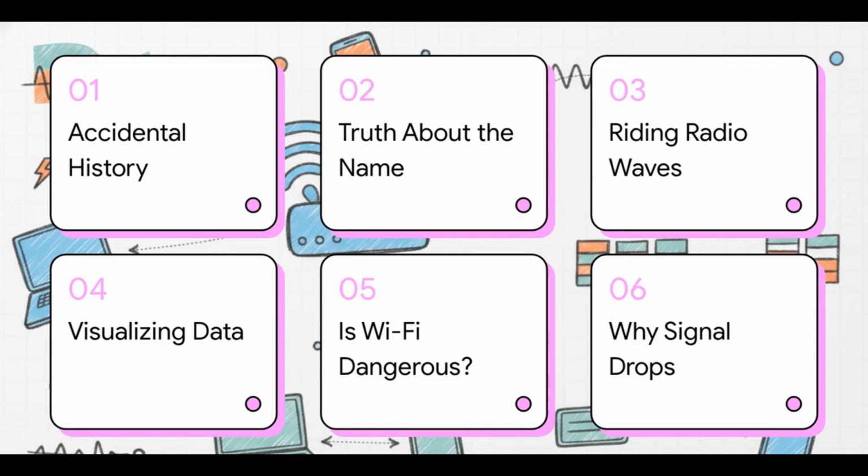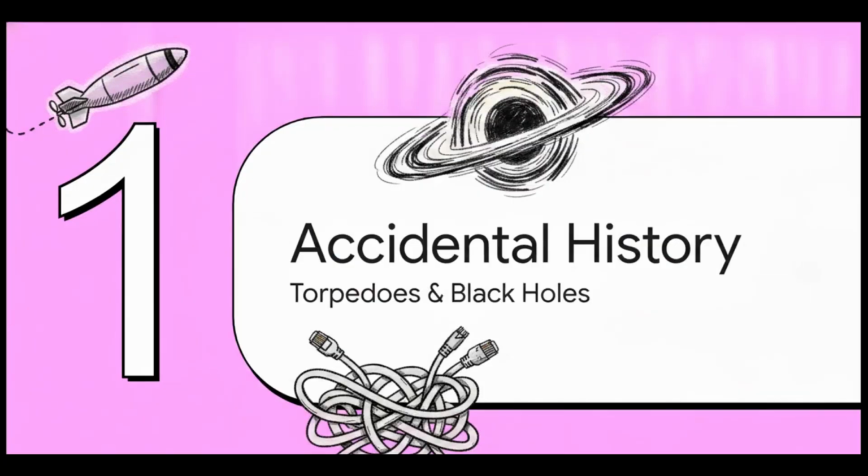In this explainer, we're going to demystify Wi-Fi. We'll briefly look at its accidental history, the real truth behind its name, and the physics of radio waves. Then, we'll visualize your data, tackle a few health myths, and finally, troubleshoot exactly why your signal keeps dropping. So, Section 1, the accidental history. Torpedoes, black holes, and tangled cables.